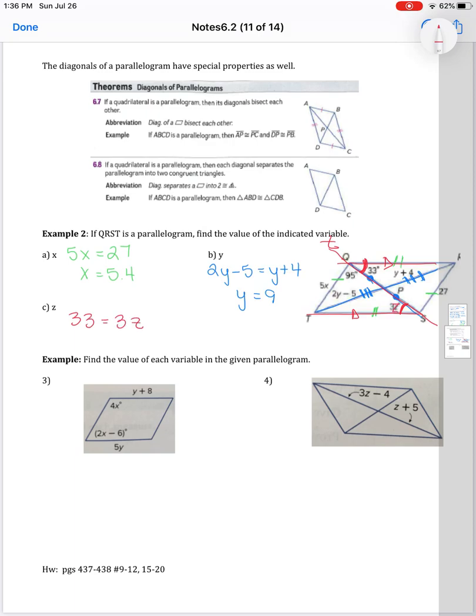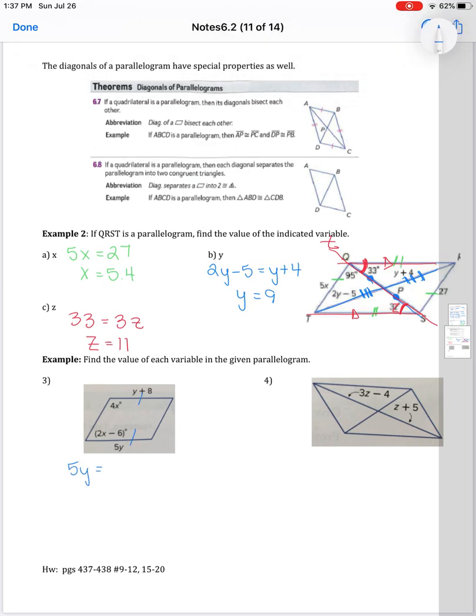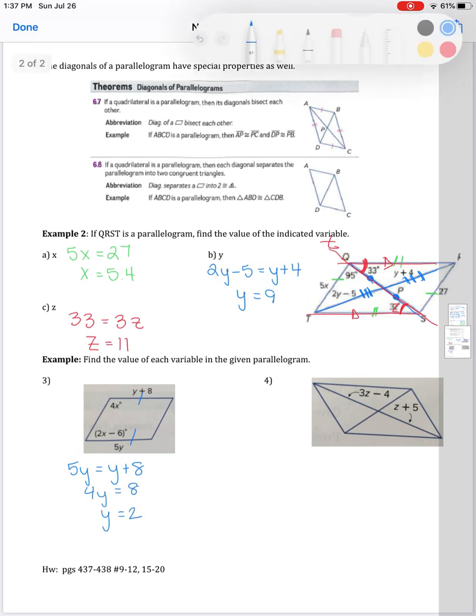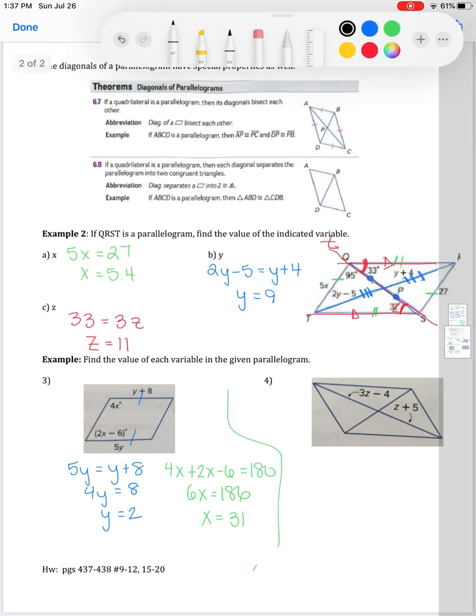Now the third part, for z, I have to use the fact that opposite sides are parallel to each other. So there's my sides. I know they're parallel. I know that QS is a transversal, so this brings us back to a previous concept that we had gone over a few chapters back. I know that I have alternate interior angles. So this angle right here is congruent to this angle right here. So 33 is equal to 3z. That means z is equal to 11. You're going to be dealing with parallel lines and transversals again, so maybe do a quick recap in terms of the angle pairings that we had used for that.